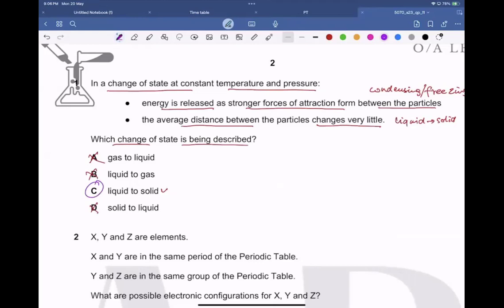It's the yearly paper, Hania. We are doing May-June 2023 paper 1-1.